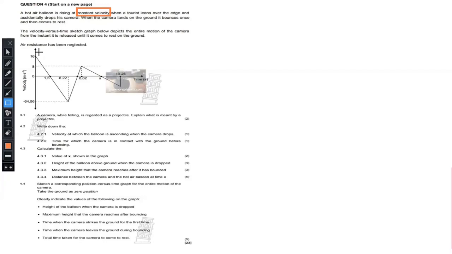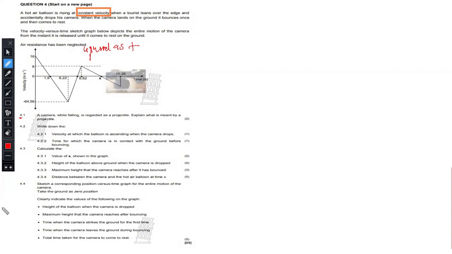Then, okay, we can see our graph here. Looking at the fact that this velocity versus time graph is a decreasing function, we know that they took upward as positive. So let's note that so that we know that our acceleration has to be substituted as negative 9.8 meters per second squared. Now 4.1, they say a camera while falling is regarded as a projectile.